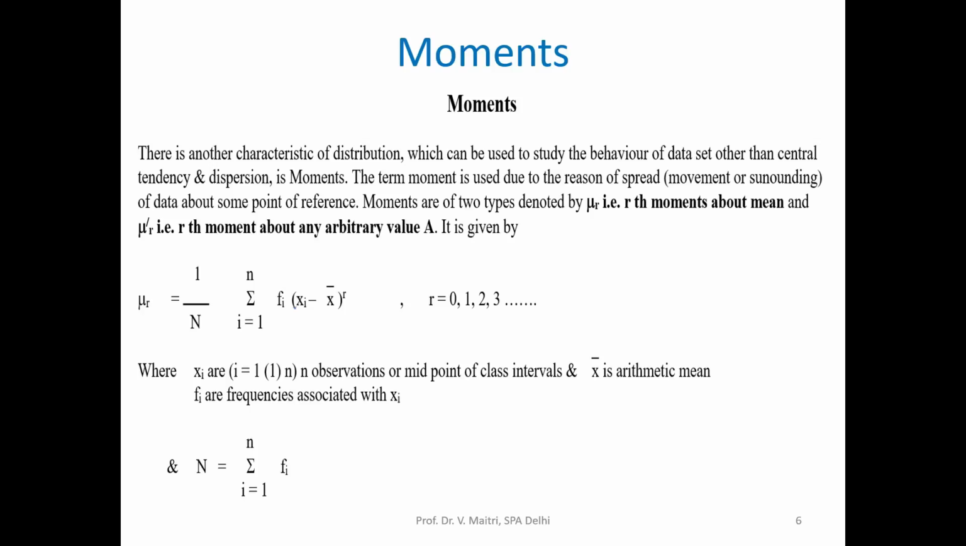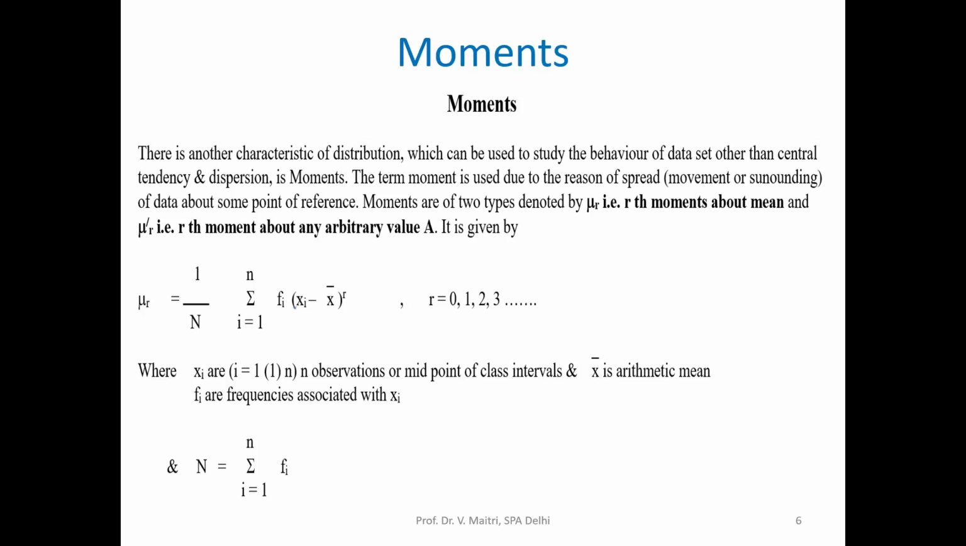Another characteristic we use to study the behavior of a data set, after central tendency and dispersion, is moments. Moment is another measure which helps us get information from the distribution. The term moment is used because of the spread, that is, the concentration of the data about some point of reference. What the point of reference is, is a different issue. It tells us how the data is spread over the central value or some point.